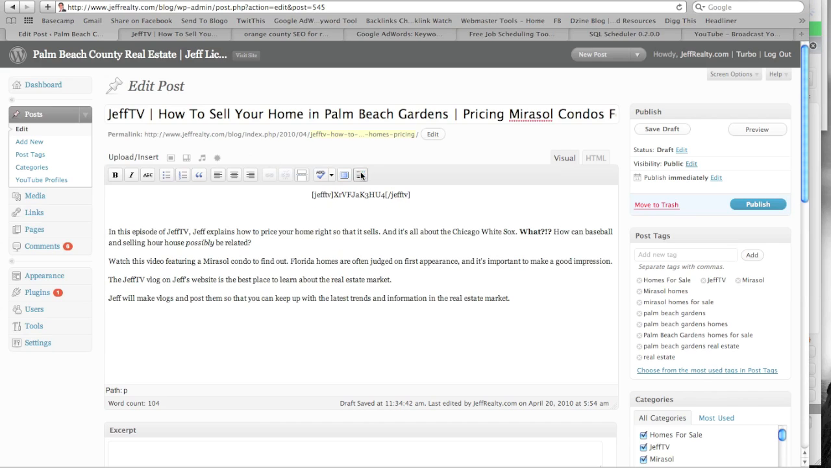So I'm going to switch to HTML here. You don't have to do this, but as you get comfortable, you can. I'll switch to HTML in a moment. But first, I'm going to create, for this post, an H2 tag. So I'm going to say, how to sell your home in Palm Beach Gardens for the best price possible in this market.